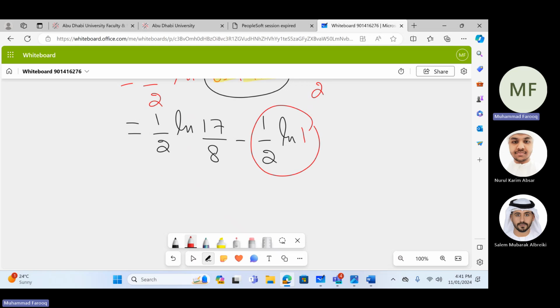Come over here. This is now 1 by 2. Keep it, because I could write ln 17 minus ln 8, but no need for that. So half ln 17 by 8 is the answer.